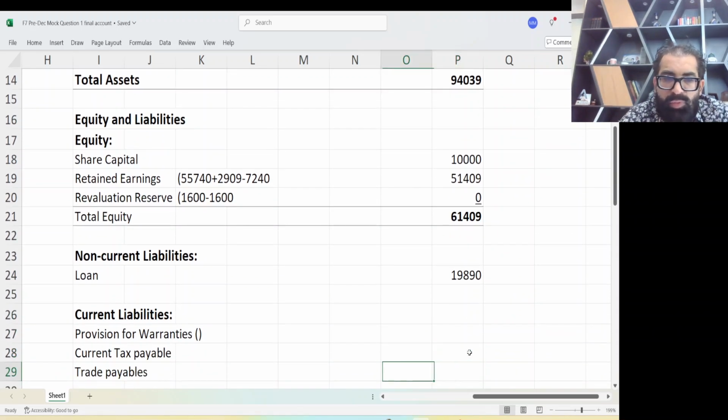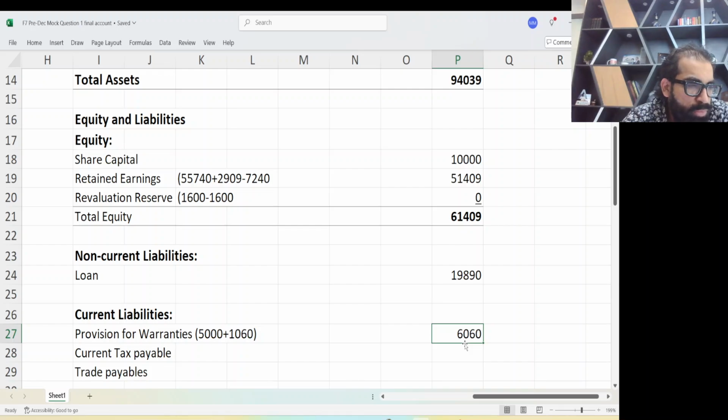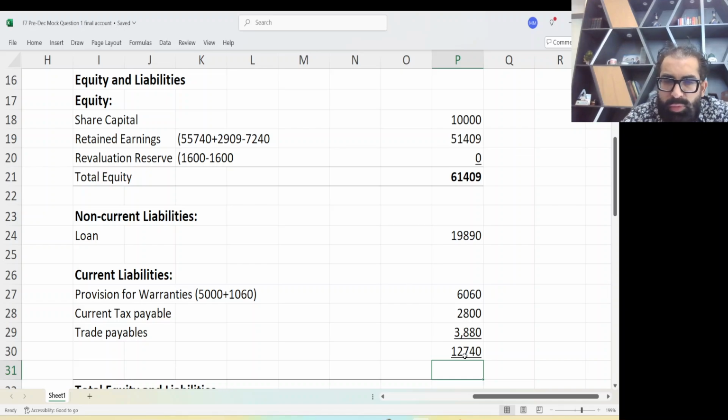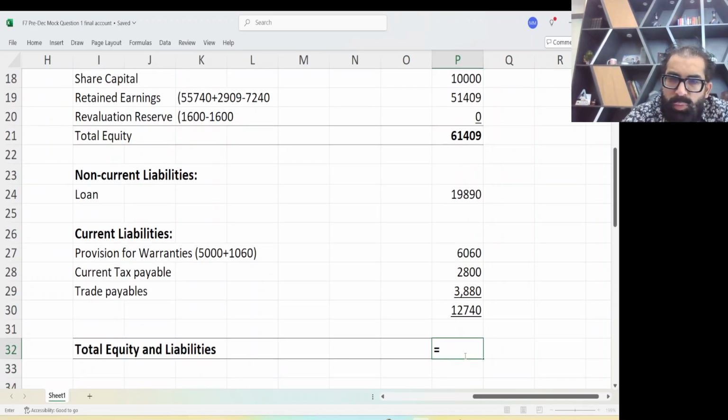Then we have non-current liabilities, which will come as it is: 19890. No adjustment. Yes, provision for warranties needs a little adjustment. It was already 5000, plus this year we increased it by 1060, so it will definitely be 6060. Current tax payable is ready-made, picked from the question: 2800. Then trade payable, ready-made: 3880. Let's add these three. It will be 12740.